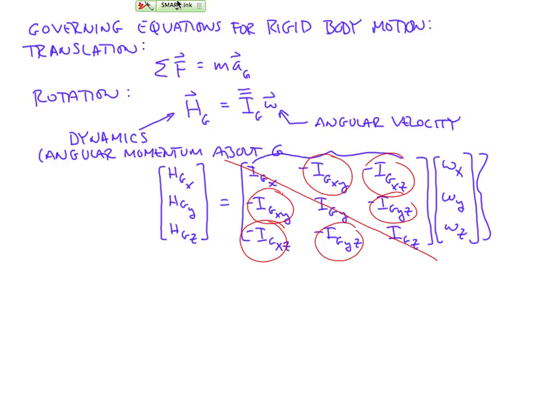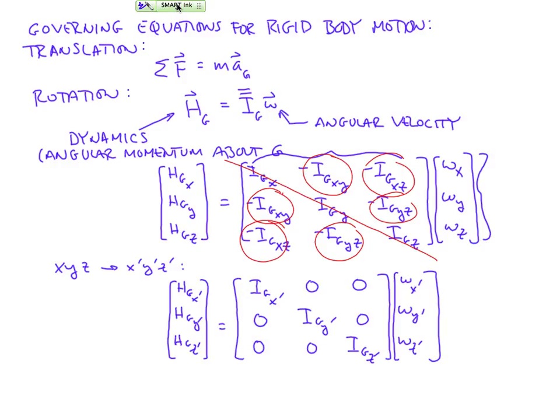Tensors obey certain transformation properties. In particular, it is always possible to find an orientation of xyz axes, we'll call them the primed axes x prime, y prime, z prime, such that the products of inertia go to 0, leaving just the mass moments of inertia. The relationship between angular momentum and angular velocity in this case becomes... The components along the diagonal in the primed xyz coordinate system are called the principal mass moments of inertia.